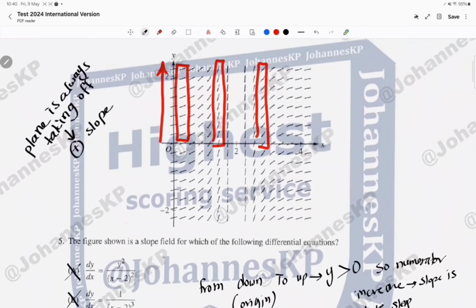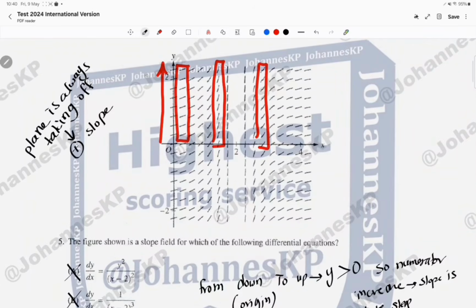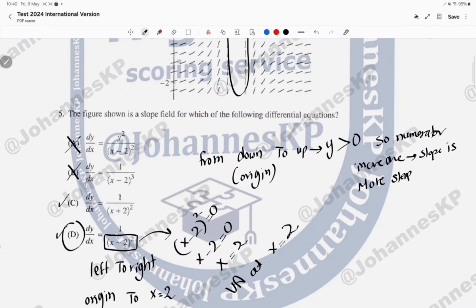So come here and look. Do I have a vertical asymptote at x of 2? Yes. I do, because it's all empty. So it has to be choice D.